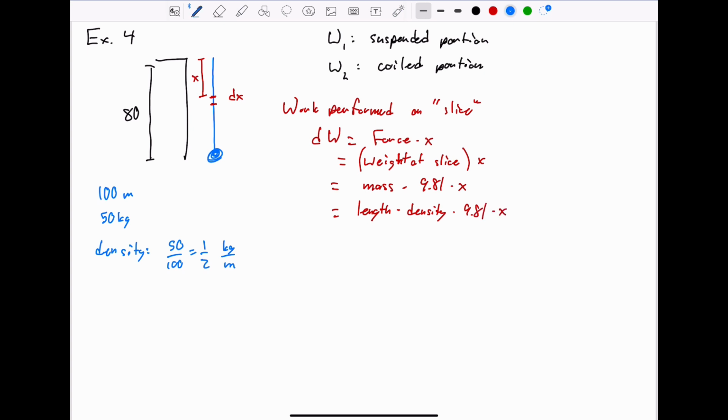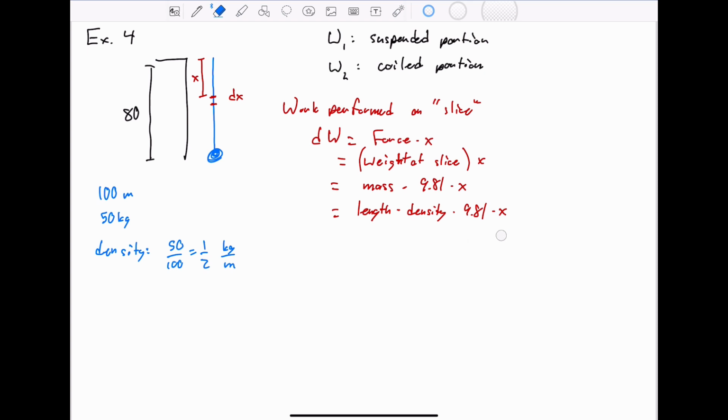Once again, let's think about units here. Length is measured in meters. Density is kilograms per meter. Gravity is 9.81 meters per second squared. X is the distance, so that's measured in meters. We can imagine canceling units of meters here, and we have kilograms times meters per second squared times meters. The kilograms times meters per second squared, that's units of newtons, that's force. Force times distance, yes, we have units for work. These are joules. So the units are working out correctly. We can be confident that our setup so far is good.